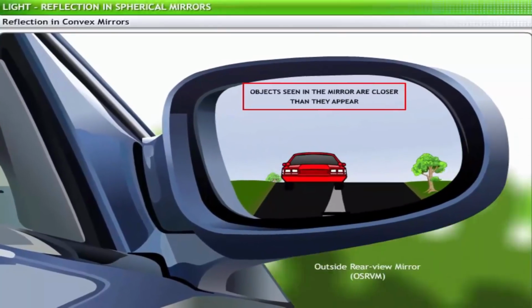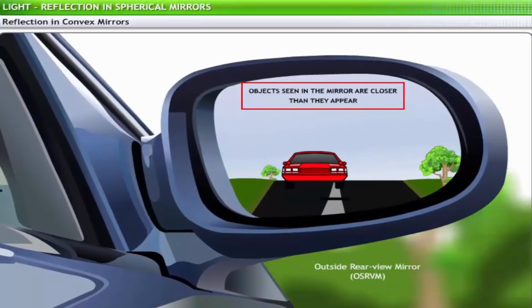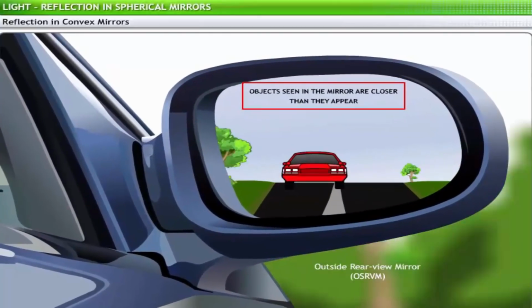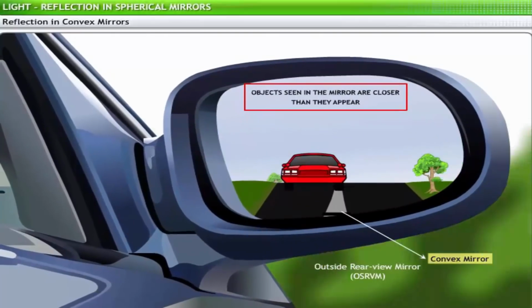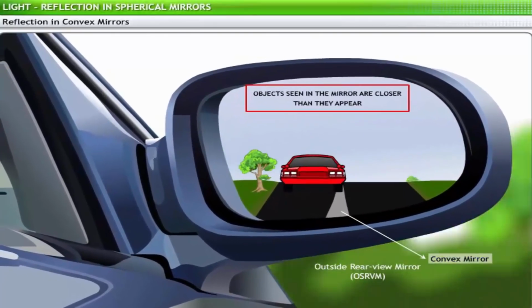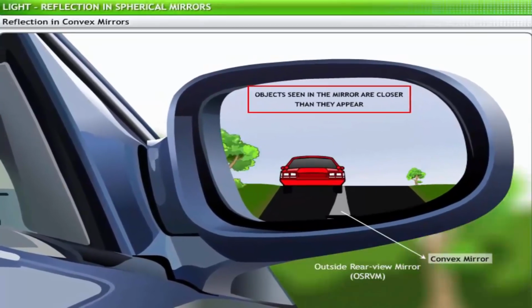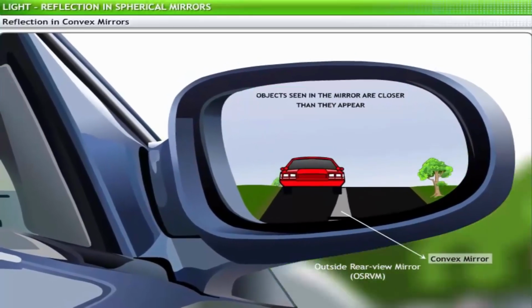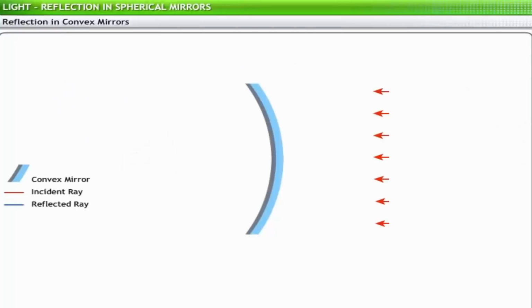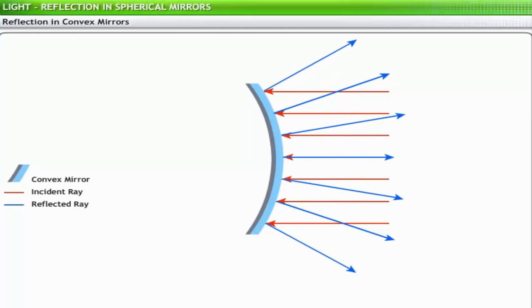Objects seen in the mirror are closer than they appear. You may have seen this warning sticker on the rear-view mirrors in your cars and bikes. These rear-view mirrors are actually convex mirrors. Rear-view mirrors help the driver to keep an eye on a large area behind the vehicle by providing a wide field of view. The behavior of the light rays reflected from a convex mirror varies based on the angle of incidence on the mirror.